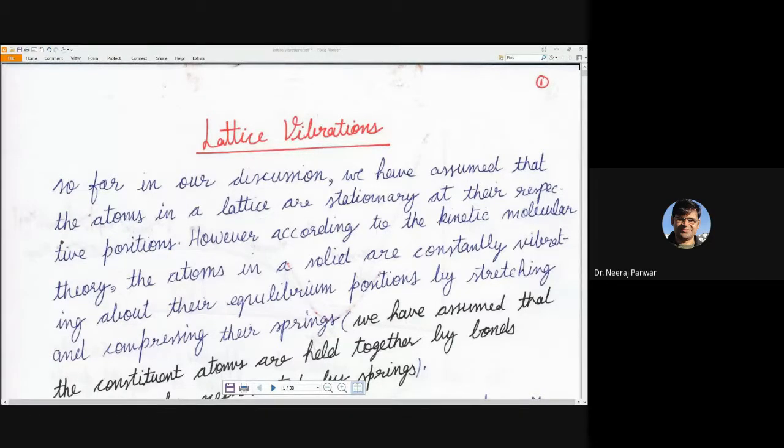We have seen that the atoms or ions inside a solid are bonded with each other, and while we discuss lattice vibrations, we consider that these bonds are replaced by springs. So we say that ions are attached to each other by springs. These atoms are vibrating, and the springs are getting compressed or stretched.